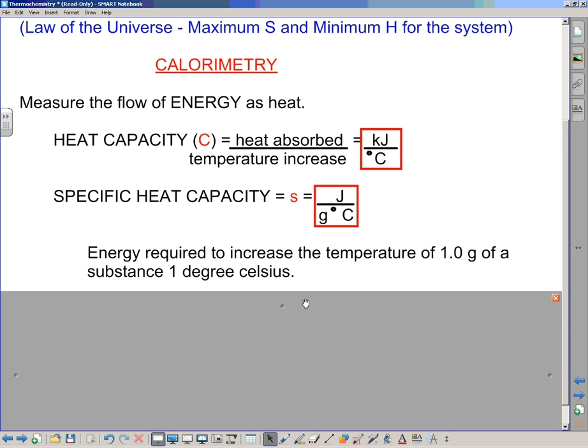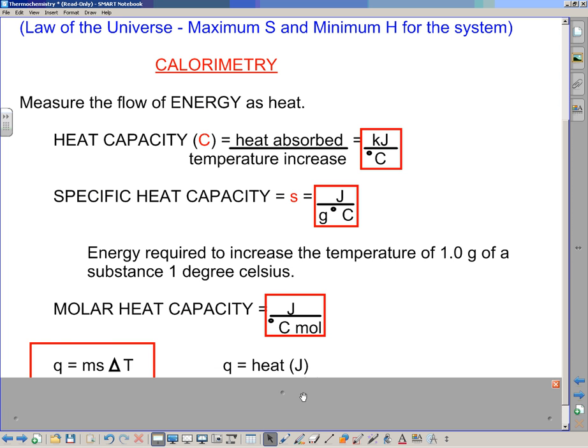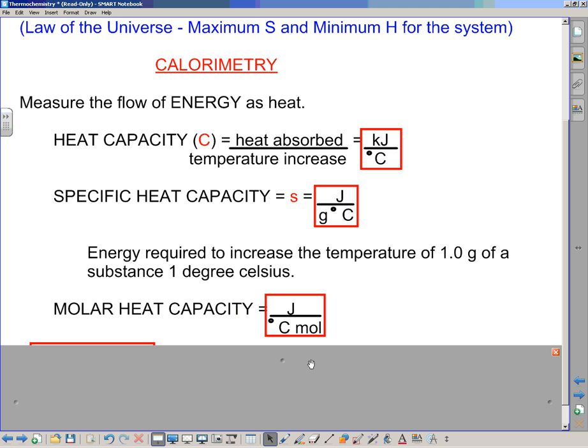Now, obviously, we could do a molecular mass conversion and convert those grams into moles, and that would also give us a molar heat capacity, which is joules divided by degrees Celsius per mole instead of per gram. And that's useful for comparing substances to one another, to have a molar heat capacity.